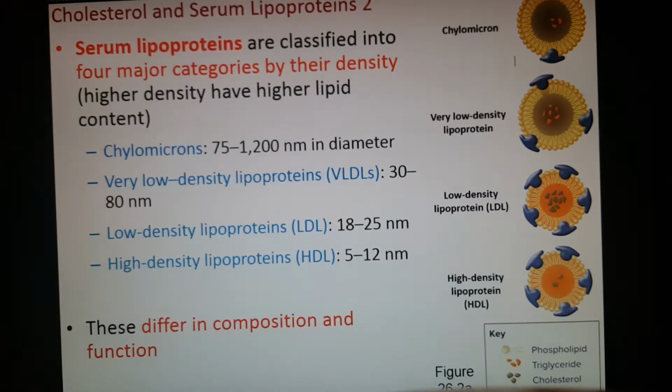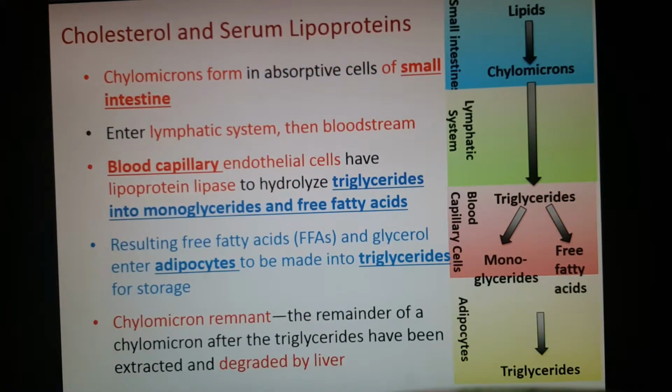So with these different packages or vehicles to transport fat, not only are they different in their composition, or what makes them up, they also differ in their function. So, to review what I just said earlier as well as what was covered in chapter 25: lipids are absorbed in the small intestines. They're packaged into chylomicrons, where they enter your lymphatic vessels, traveling through the lymphatic system to be dumped into the subclavian vein, into your circulatory system.